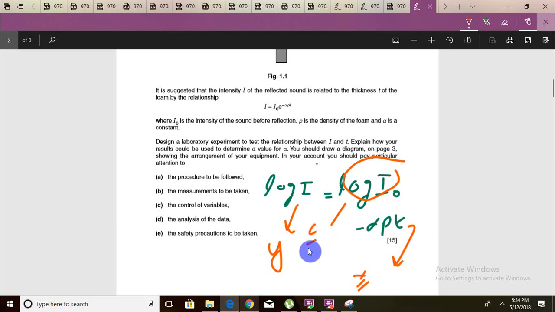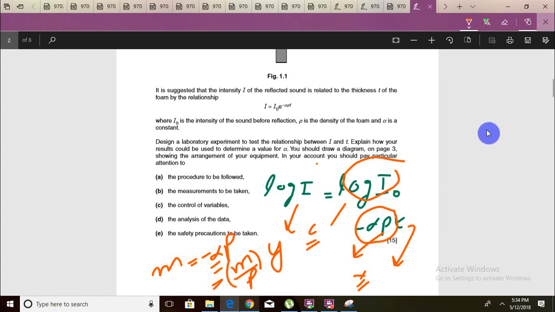That isn't really required, but you should know what the value of I naught is, and you can get it from the signal generator. You know what the density is. You know what alpha is, that is what you want to know. And you know this value is equivalent to the gradient. So the gradient is equal to minus alpha p. So to get the value of alpha, you just have to divide the gradient by the density which you know and take the minus of it.